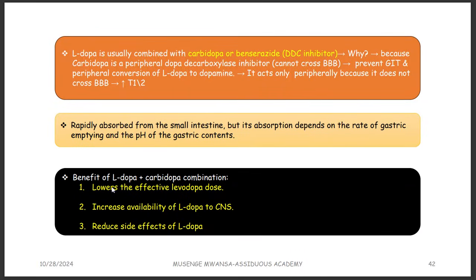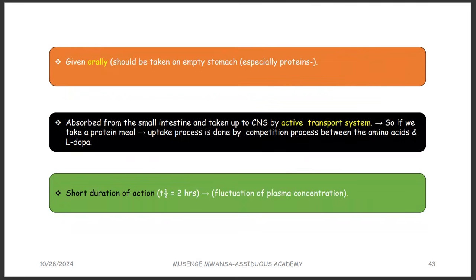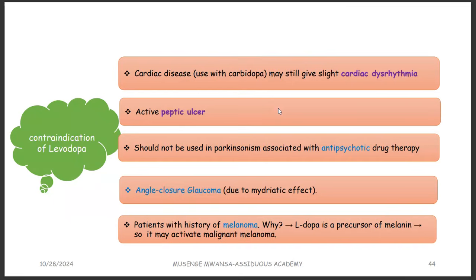So why is it good to give levodopa and carbidopa together? They will lower the effective levodopa dose and increase availability of L-dopa, because you are preventing the breakdown of L-dopa, or the conversion of L-dopa to dopamine, in the peripheral nervous system, and that will reduce the side effects. This drug is given orally, and it's transported actively into the central nervous system.